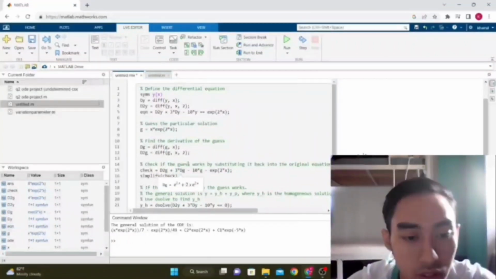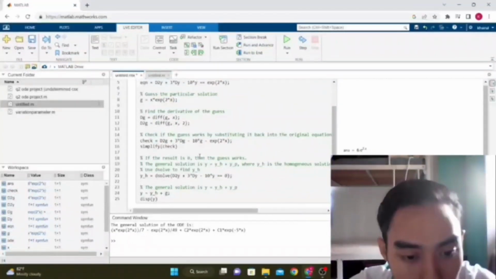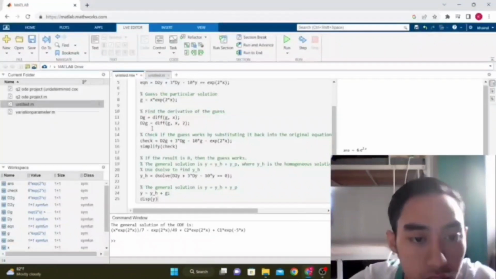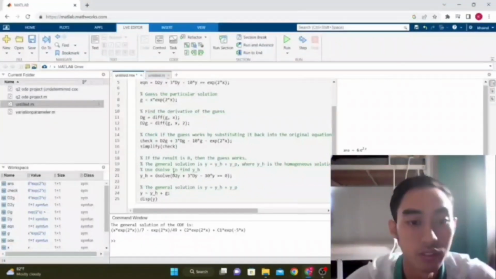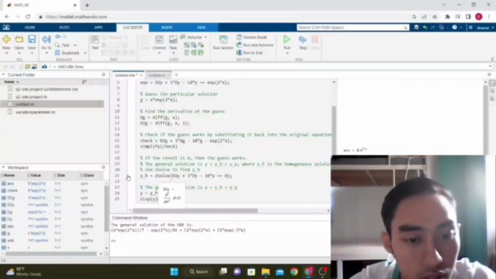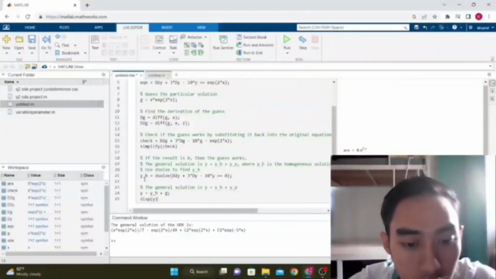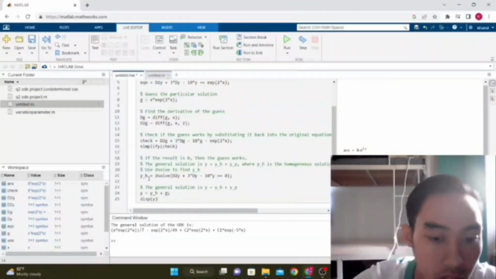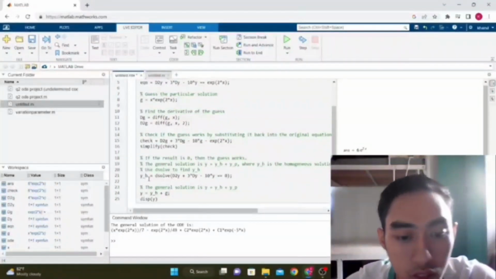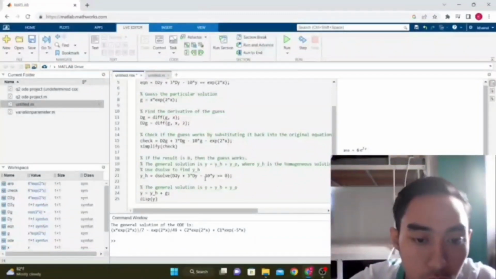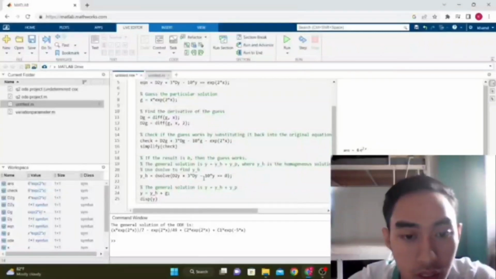Alright. So the next one is on line 21. Okay, so on line 21, this is the homogeneous solution, y underscore h, which is found using the dsolve function, which solves the homogeneous differential equation y'' plus 3y' minus 10y equal to 0.